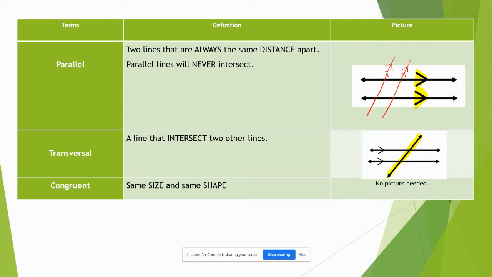Congruent is the same shape and the same size. We learned about that last week. Simply put, it means equal.